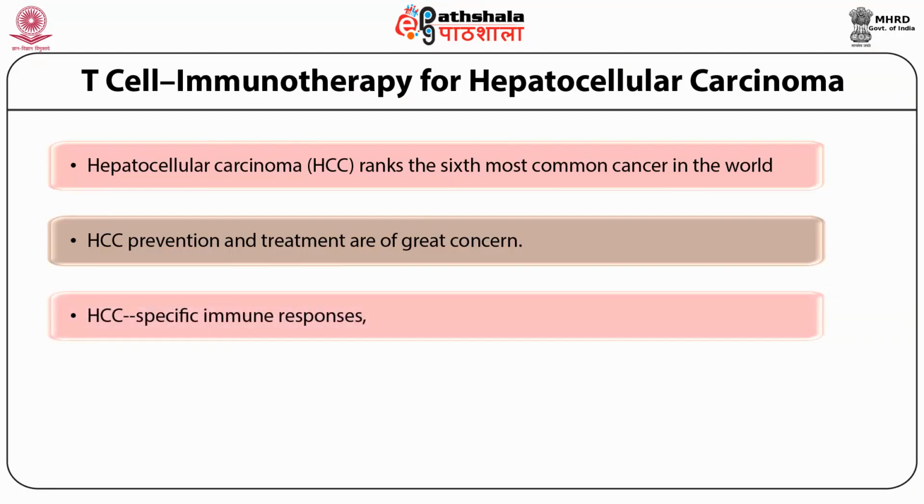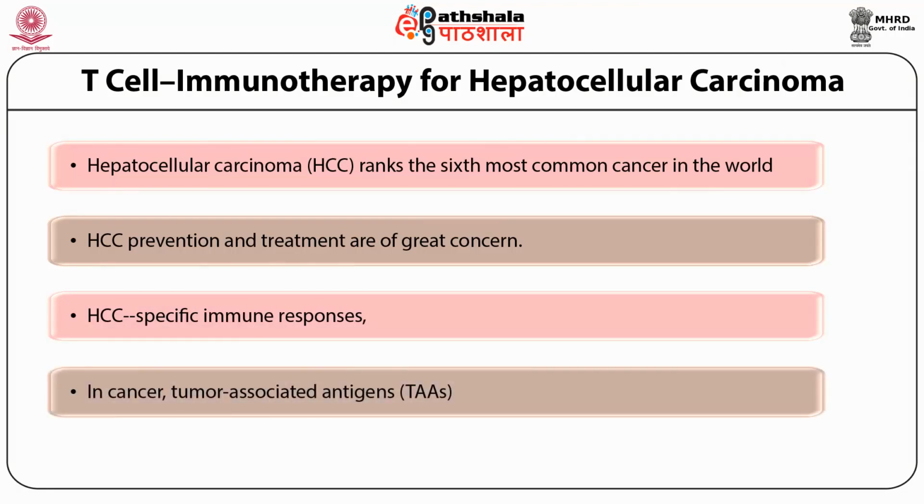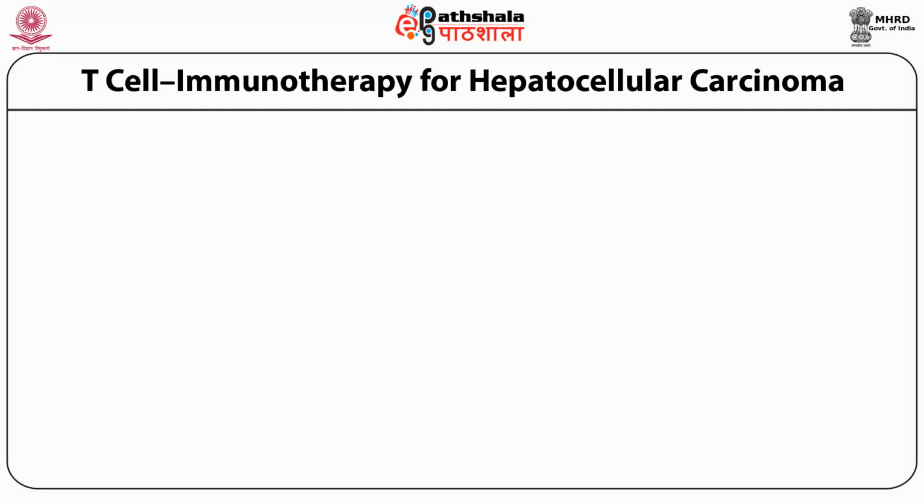HCC generates specific immune responses, and especially in cancer, there are tumor-associated antigens which are presented on the tumor mass. Seeing the tumor-associated antigen, there is an activation of T cells via the T cell receptor against these tumor-associated antigens. Above all the activation of T cells, there are suppression methods which allow the cancer to continuously grow and make the cancer mass grow randomly. These are the suppressive factors, and they suppress the activated T cells.